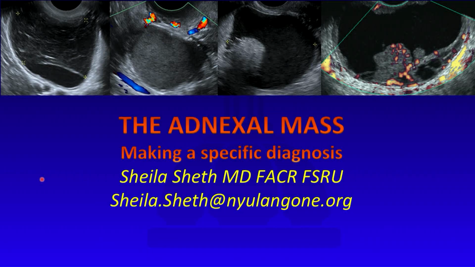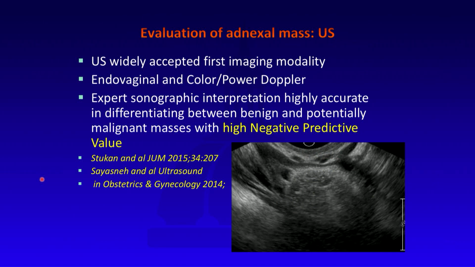So my topic is the adnexal mass: making a specific diagnosis. When we deal with a patient with potential adnexal masses, ultrasound is a widely accepted first imaging modality, and you should do endovaginal ultrasound with color and power Doppler whenever possible. Of course, the reality is that you're also going to find incidental adnexal masses on an ultrasound that was done for some other purpose.